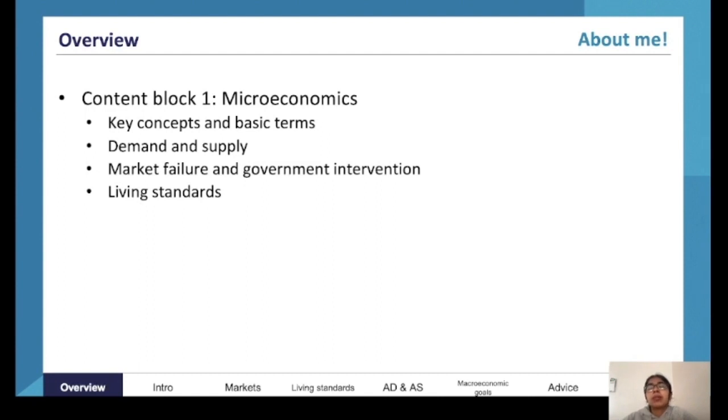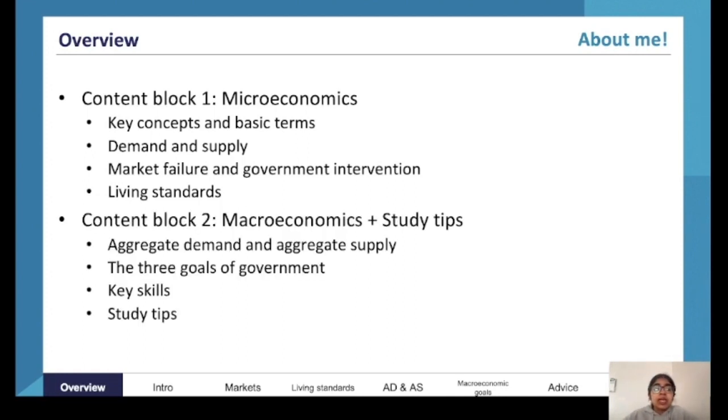We'll also talk about market failure. First we'll talk about perfectly competitive markets and their properties, and then market failure, where markets aren't able to allocate resources in a great way. Then we'll talk about how the government intervenes to correct market failure. Finally, we'll tie this all in with living standards, basically the standards of living in an economy, and I'll elaborate on how to define that properly a bit later on.